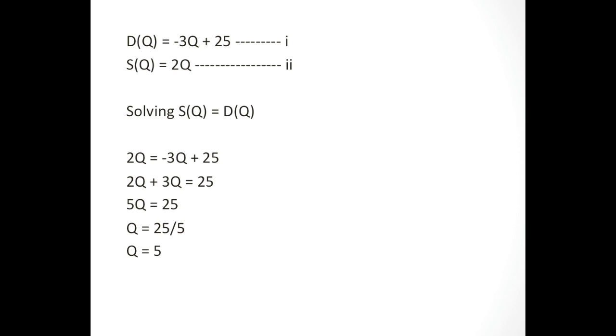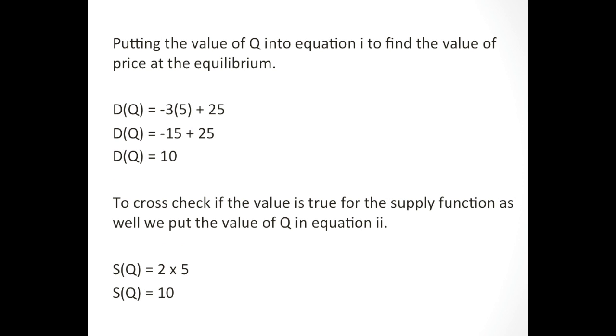Therefore, D(q) equals minus 3q plus 25 is our first equation, and S(q) equals 2q is our second equation. If we set S(q) equal to D(q), we get 2q equals minus 3q plus 25. If we then take our q terms to one side, we get 5q equals 25. If we divide 25 by 5, we get q equals 5. Putting the value of q into equation 1, we find the price at the equilibrium point. Therefore, D(q) equals minus 3 times 5 plus 25, which gives us a price of 10.